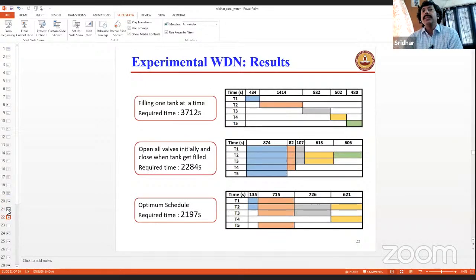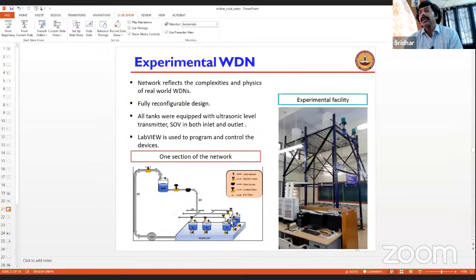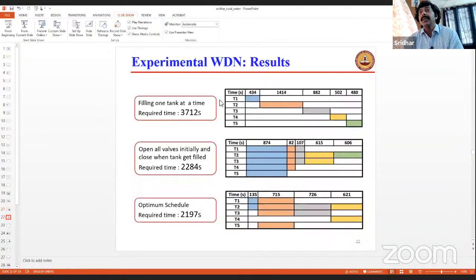So the idea is that you have these 5 tanks over here. All of this till now, what I was talking about, was simulation. So you could ask how realistic are these. We actually verified these by filling these tanks one at a time, and it turned out it took 3,700 seconds, slightly more than an hour. And if you come up with an optimum schedule, it's really 2,200 seconds. And therefore, what we're talking about can be implemented in practice.